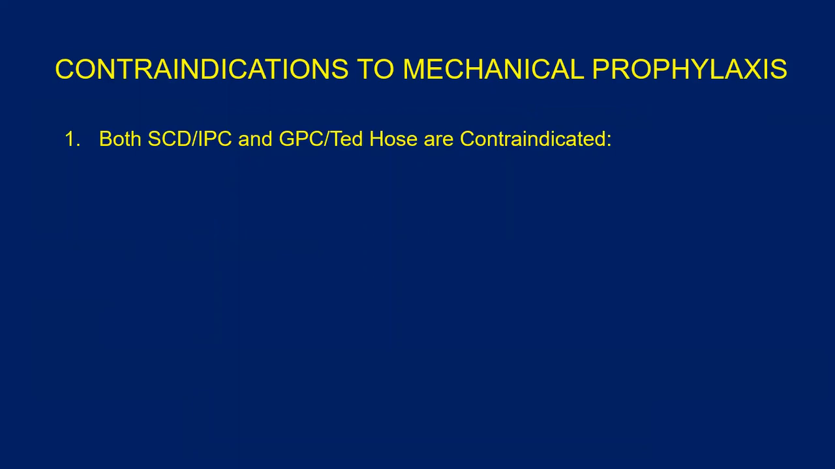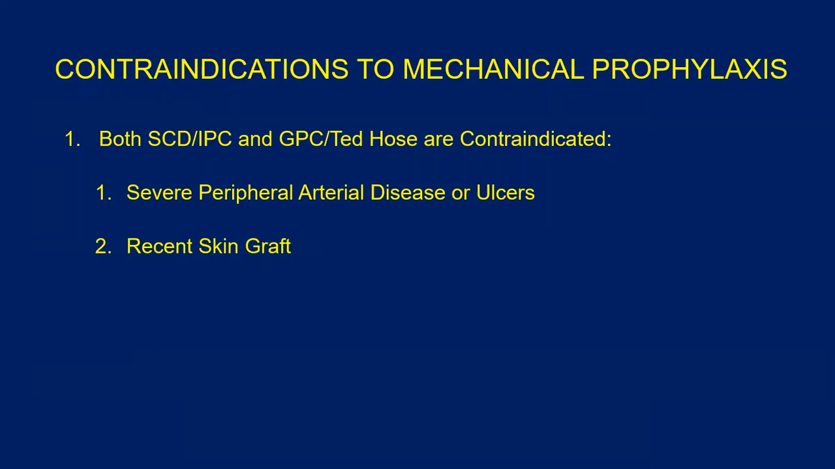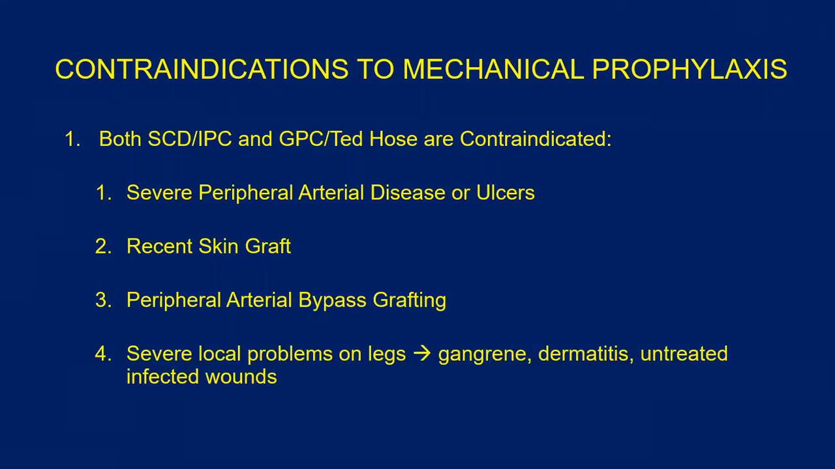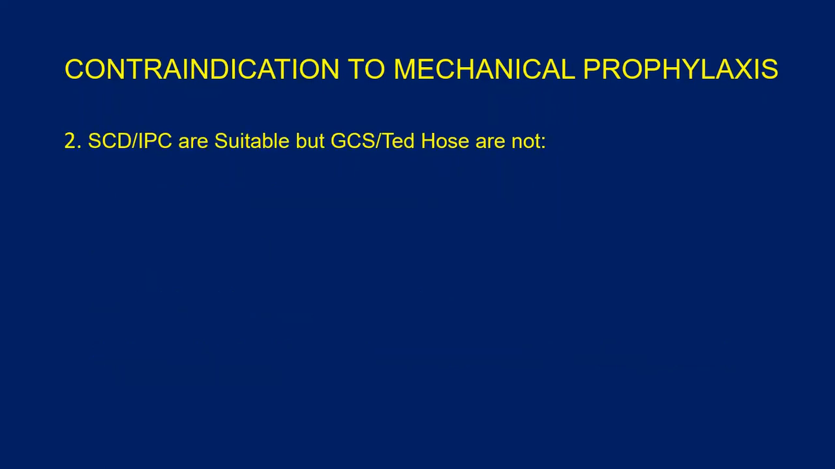Now, what are your contraindications to mechanical prophylaxis? Looking at the contraindications, number one is severe peripheral arterial disease or ulcers. If they've had a recent skin graft, if they have peripheral arterial bypass grafting, so that still falls under peripheral arterial disease, or if there's severe local problems on the leg. So if they have gangrene, they have dermatitis, they have untreated infected wounds, things of that nature.